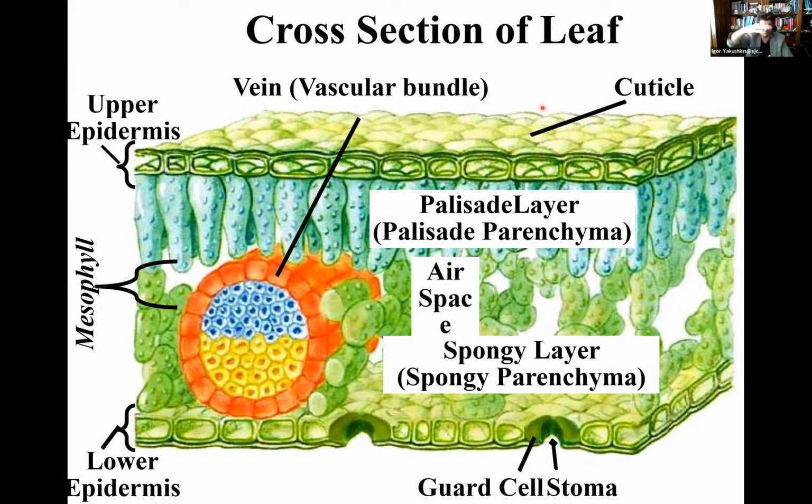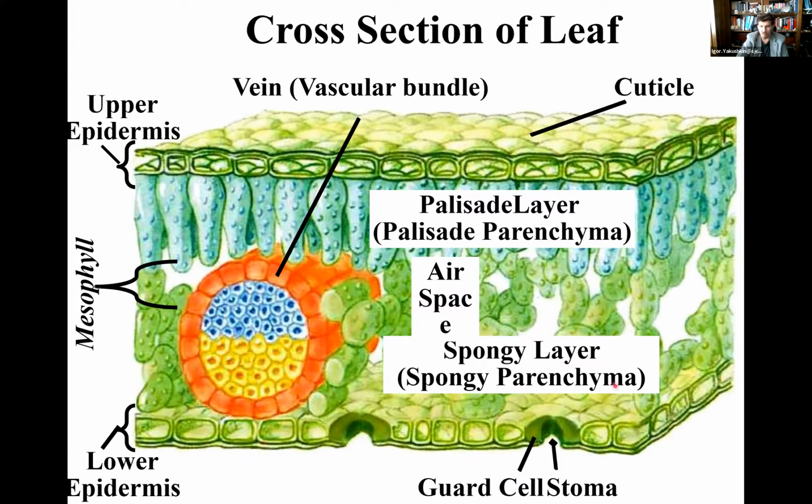So we have a leaf cross-section, and this is what a typical one looks like. Upper epidermis, lower epidermis. Upper epidermis and lower epidermis on top will be covered by the cuticle. Quite often it would be a waxy cuticle to prevent water escaping. And then of course in the middle we have a vascular bundle.